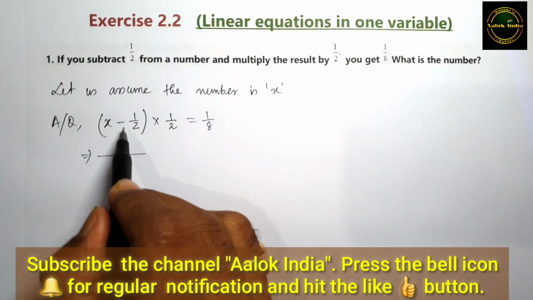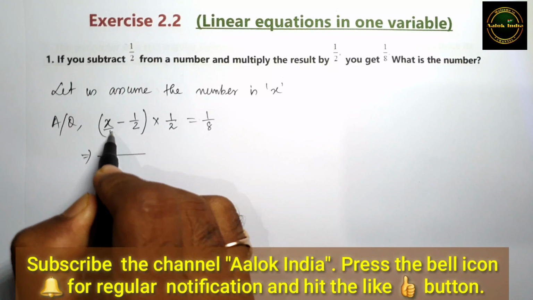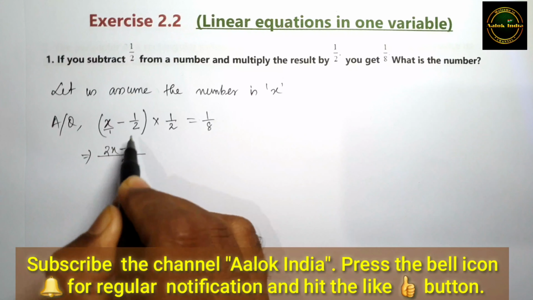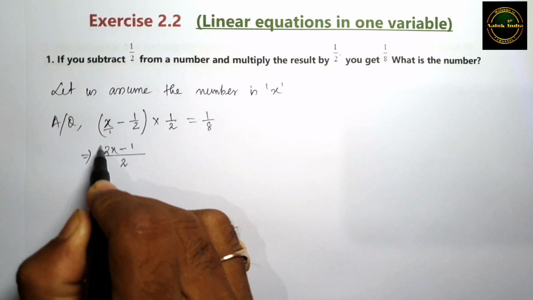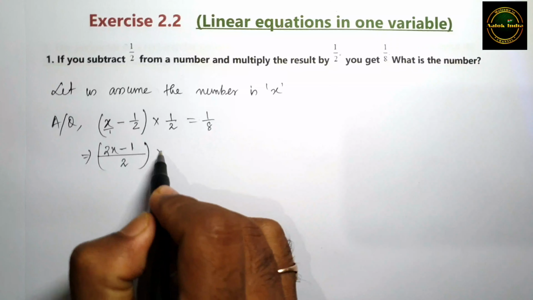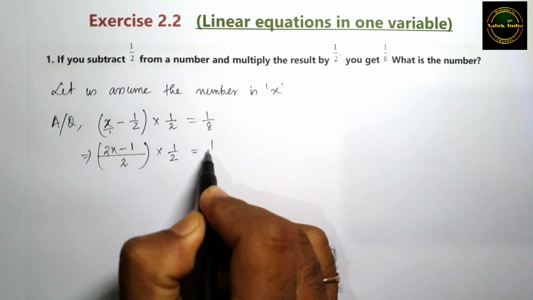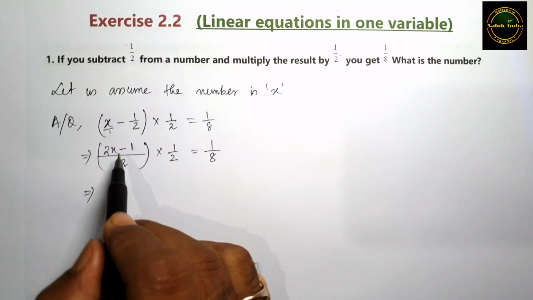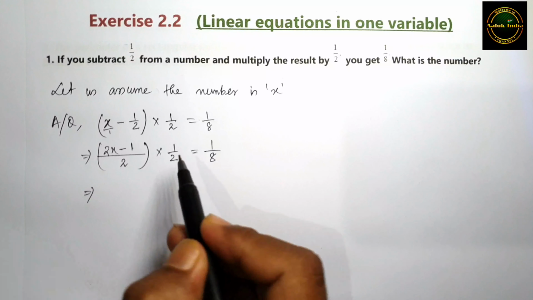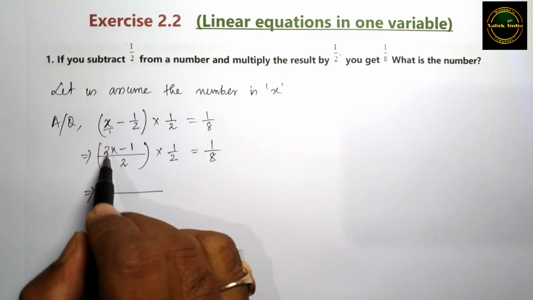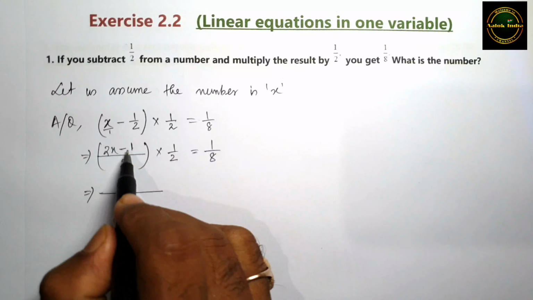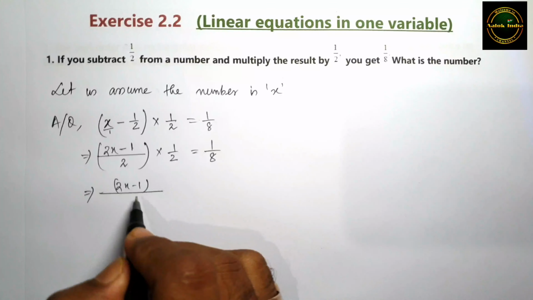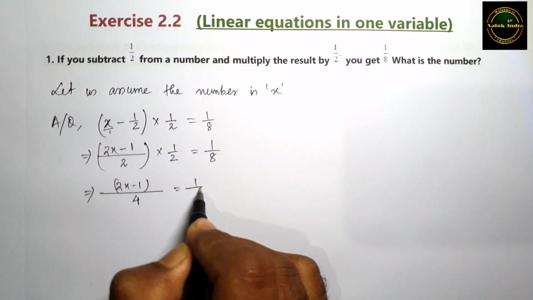Now what we'll do, we take the LCM. Here below is 1. 1 into LCM is nothing but 2. 1 2s are 2, 2 into x is 2x. Again 2 1s are 2, 1 into 1 is 1, into half is equal to 1 by 8. The next line, we will multiply numerator with numerator and denominator with denominator. If we multiply any number with 1, we get the same number, that is 2x minus 1 into 1 is 2x minus 1, and 2 into 2 is nothing but 4, is equal to 1 by 8.